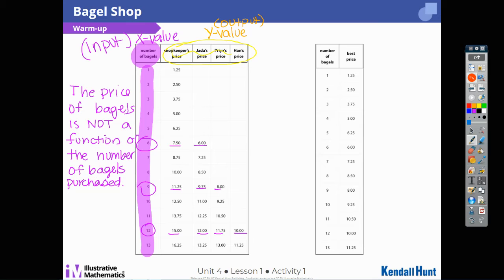So this is not a function because the number of bagels as your input can give you multiple outputs. But we can make it a function if we look at the best price. So if we want to compare the number of bagels to the best price of bagels, then we're only going to have one output for each of these. And so we would find the cheapest price possible, and that would be the best one for us.